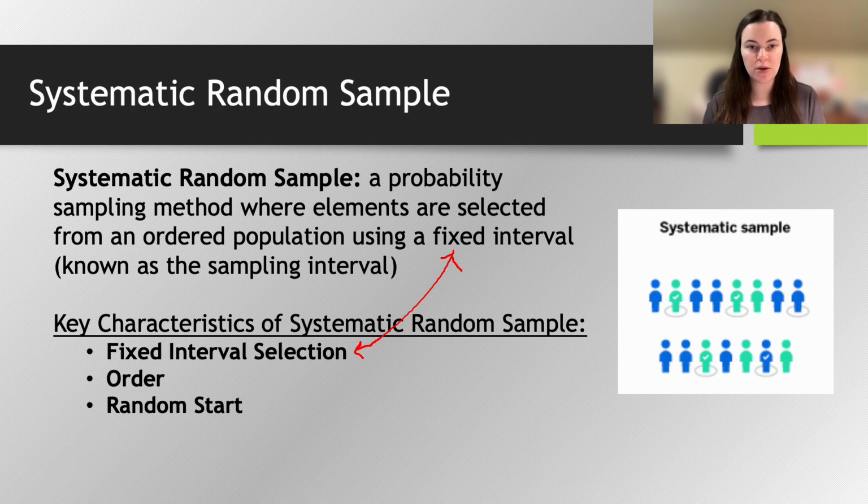After a random starting point is determined, every certain observation has a chance of being selected, but it's done in a systematic way. The second element is order, meaning that the population must be ordered in some way before sampling even begins. And the last element is a random start, meaning that the starting point is randomly chosen within the first interval.